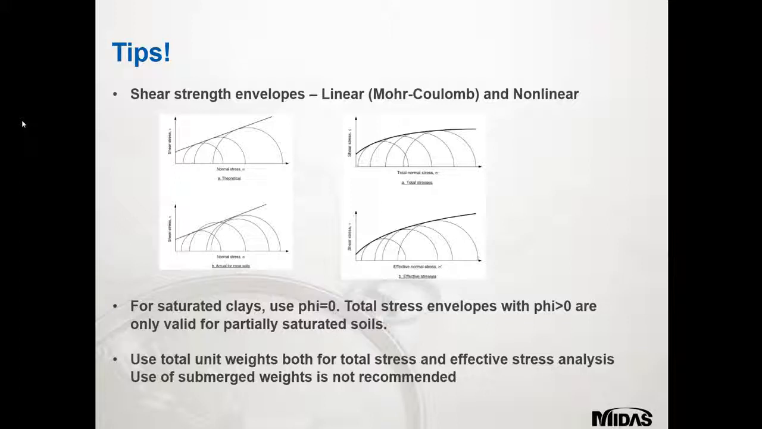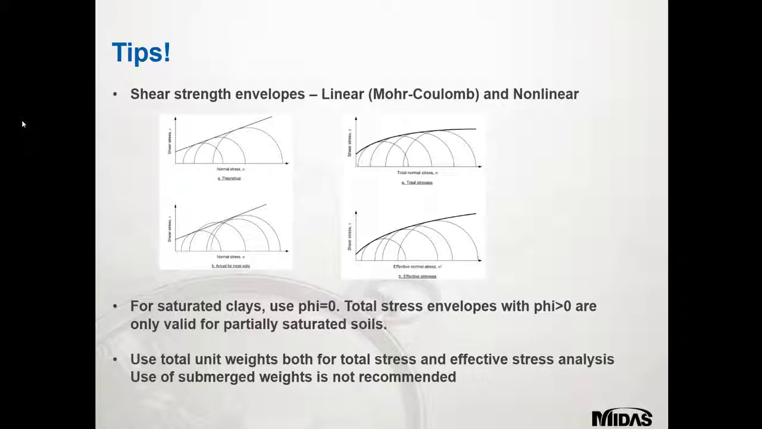So just some more tips. The shear strength can be modelled with a linear Mohr-Coulomb envelope or non-linear. The actual ground conditions are much better represented by non-linear shear strength envelopes, and for the total stress analysis in saturated clays, always keep the internal friction angle at zero. It is positive only in the case of partially saturated clays.